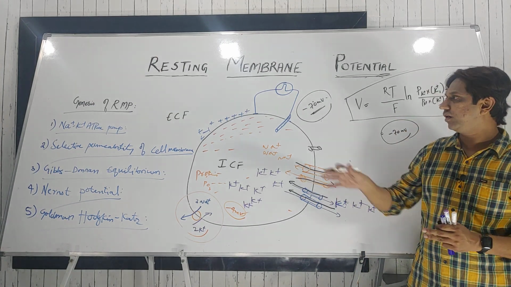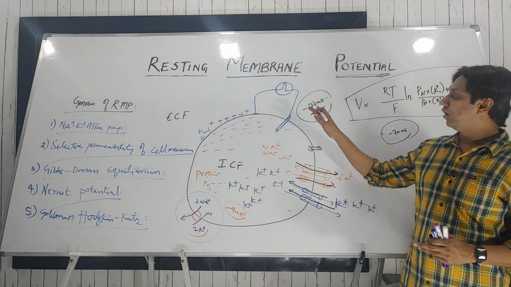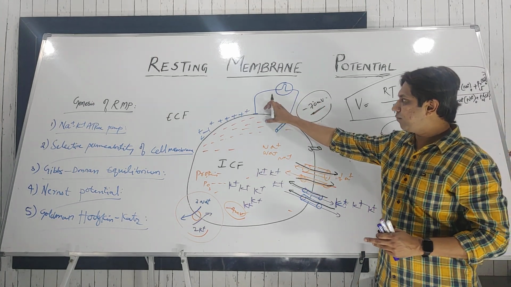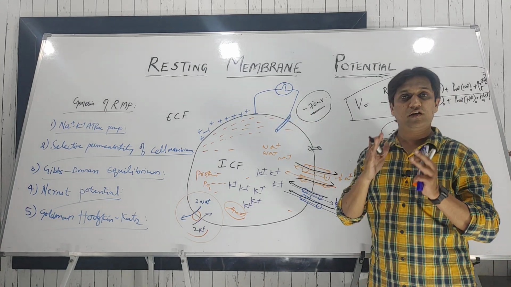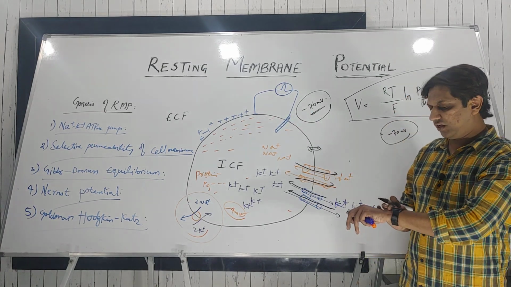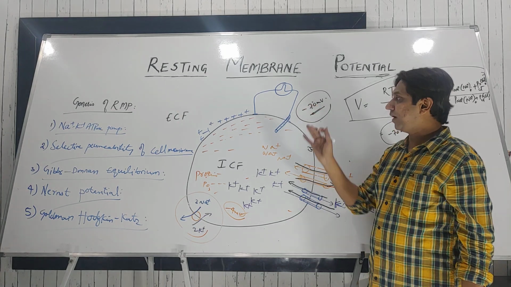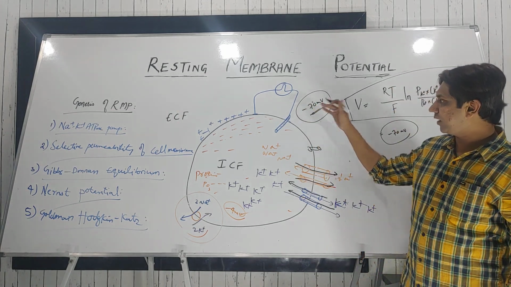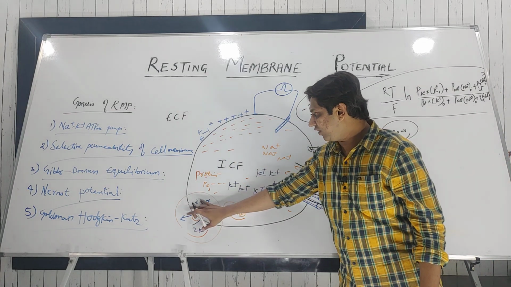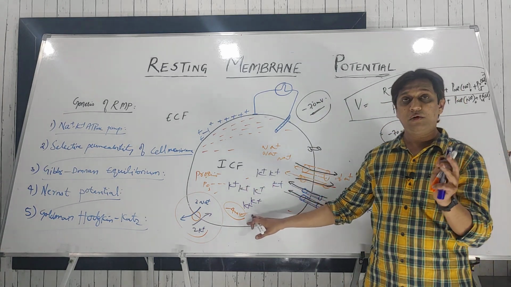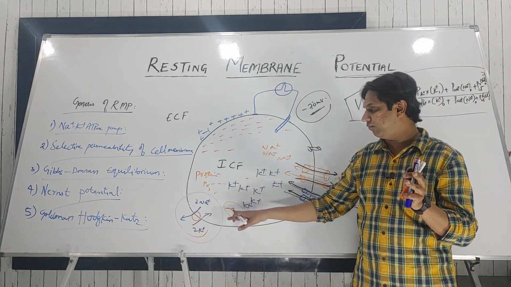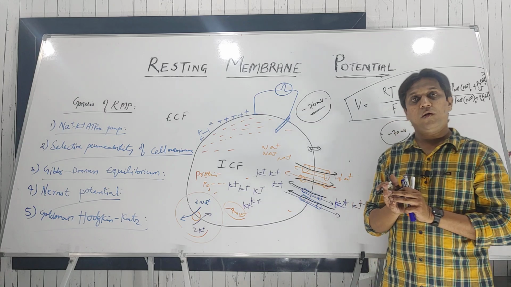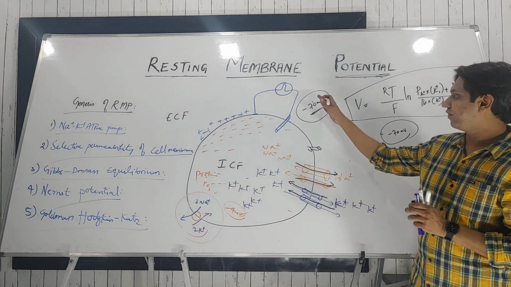So how did we get the genesis of the resting membrane potential? Resting membrane potential is the potential difference across the cell membrane at the resting condition of a cell. So at the resting condition of a neuron, it is minus 70 millivolt. How did we get this minus 70 millivolt? The sodium potassium pump will contribute only minimally. Remember, the sodium potassium pump will contribute only minus 4 to minus 5 millivolt out of minus 70.